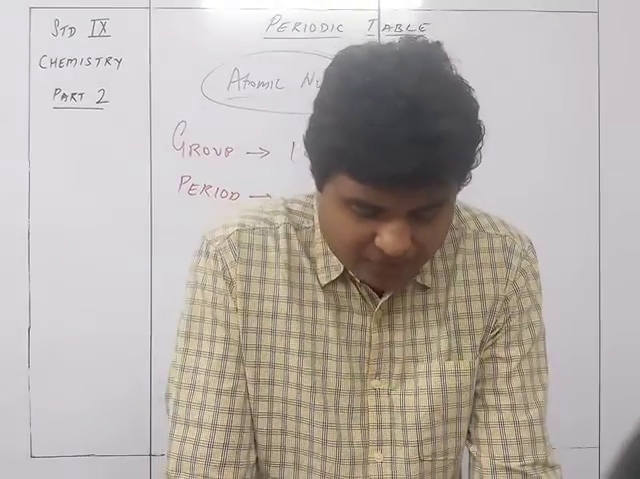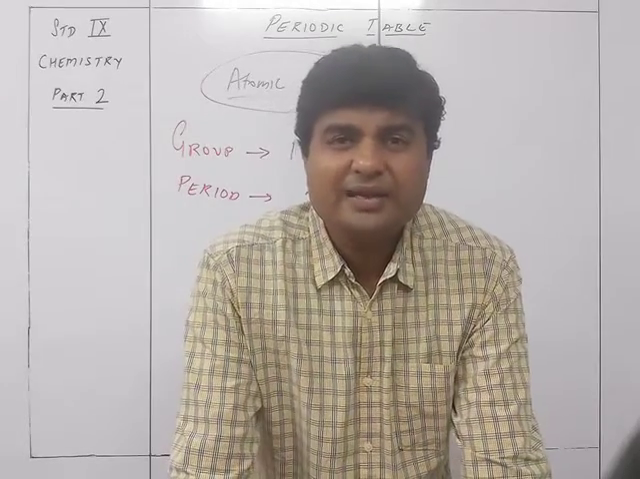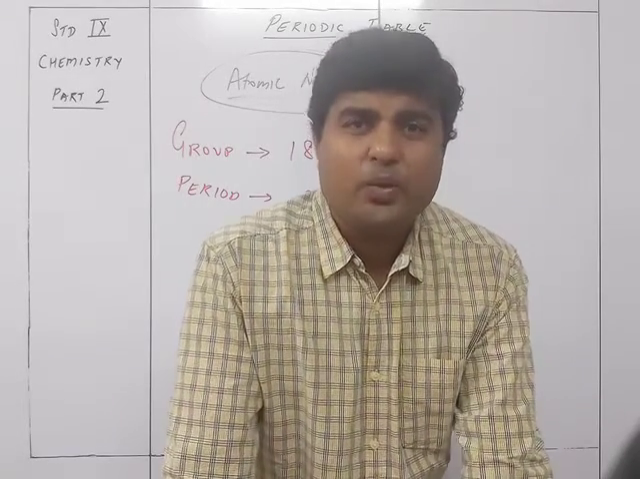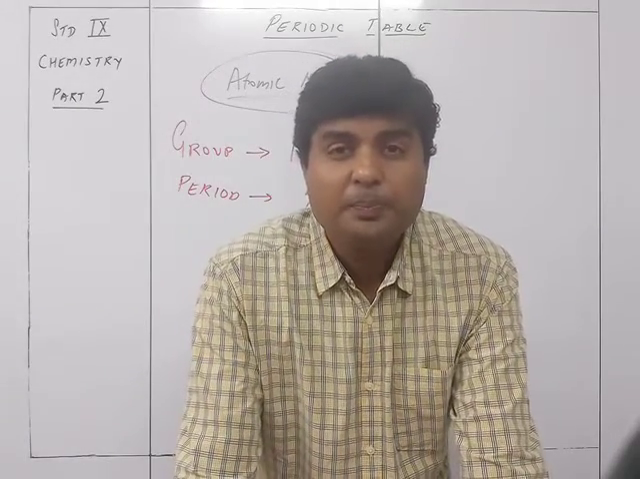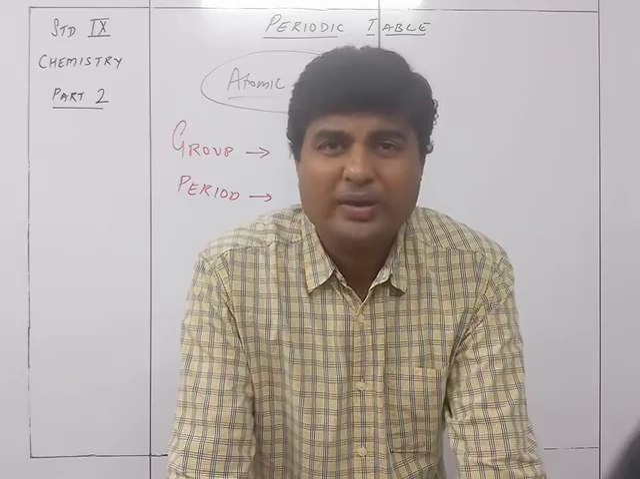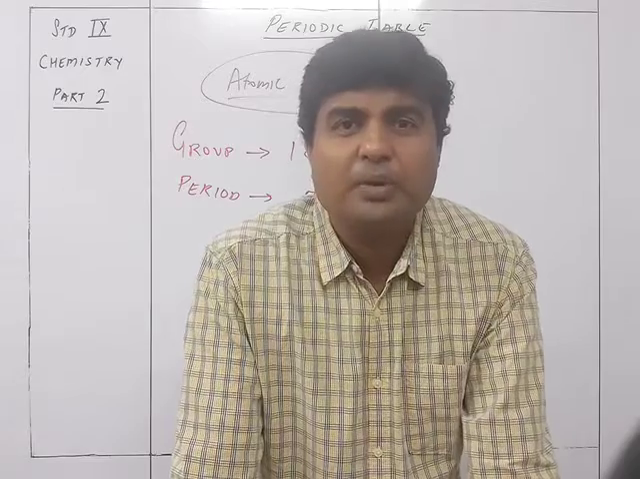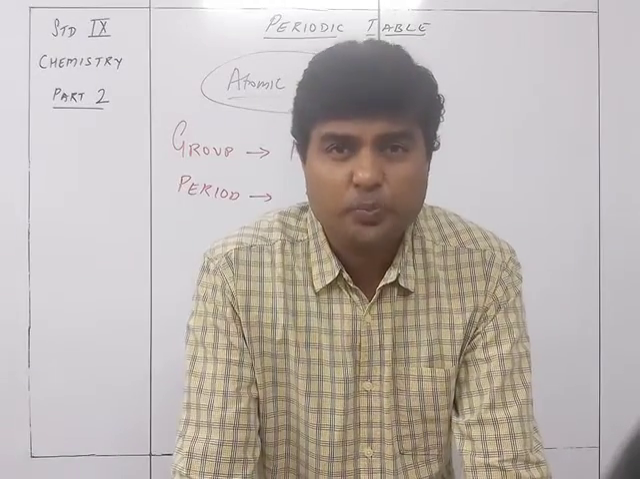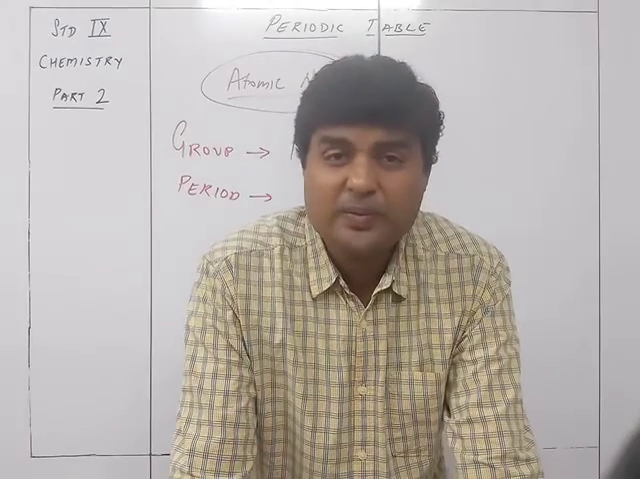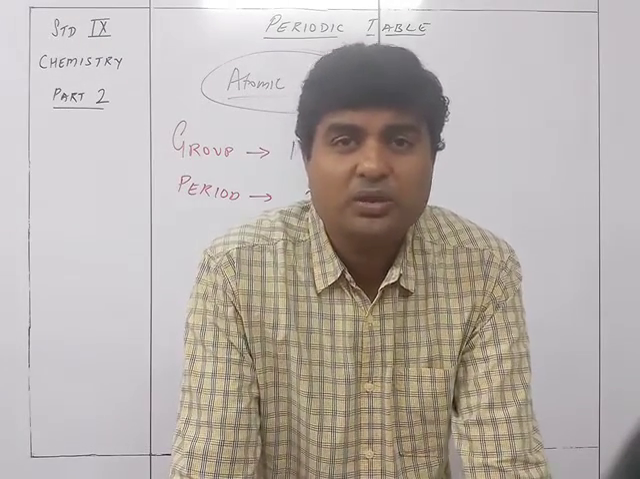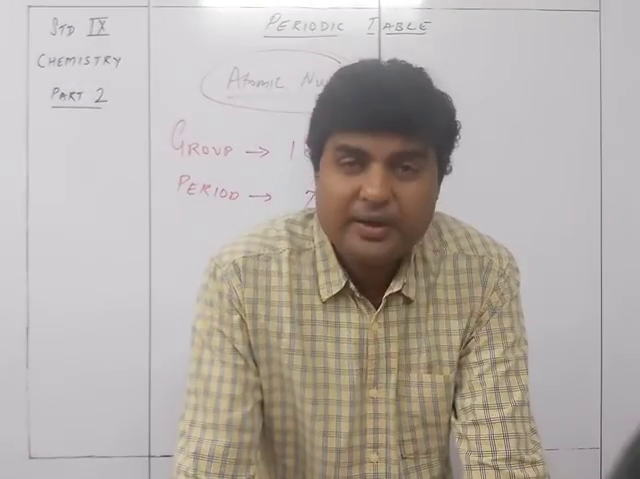Groups 3 to 12 are the transition elements or metals. These transition elements are the ones which normally have variable valency. The transition elements are normally there only from period number 4. In periods 1, 2 and 3 there are no transition elements. In the first 3 periods there are no elements in group 3 to 12.